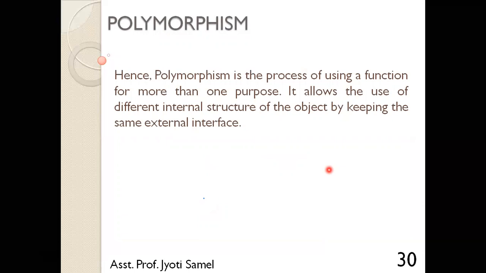It might be possible that I want to write in my program a particular function name as print, and in my subclass function you also want to mention the function print. So both of us want the same function name, and then definitely this concept is known as polymorphism. So polymorphism allows the use of different internal structures of the objects by keeping the same external interface.